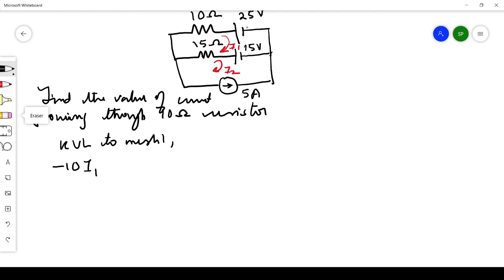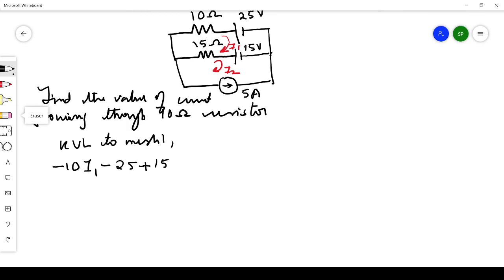Minus 10 into I1, that is the drop across the 10 ohm resistor. You can see for this 25 volt, when you are traveling in the clockwise direction, it is from positive polarity to negative polarity. So there is a drop in potential, so you have to give a negative sign. So minus 25. Then for the 15 volt, when you are moving clockwise, first we reach the negative polarity and then go to the positive polarity. So there is a rise in potential, so you should give a positive sign. So it should be plus 15 volt.